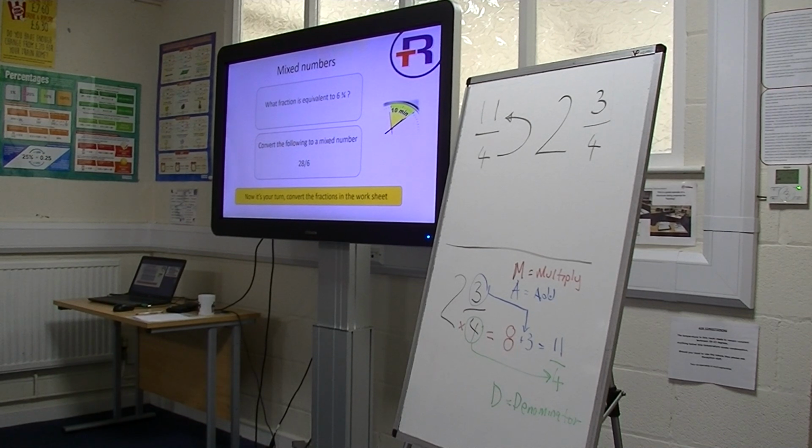Yeah, that's right. So 6 goes into 28 four times, which is 24. So we've got 4 left over. So you've got the number 4 next to that.